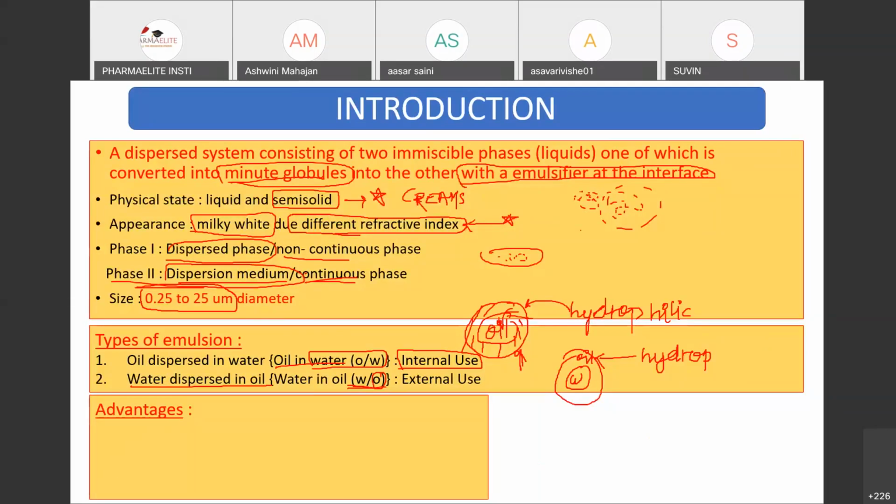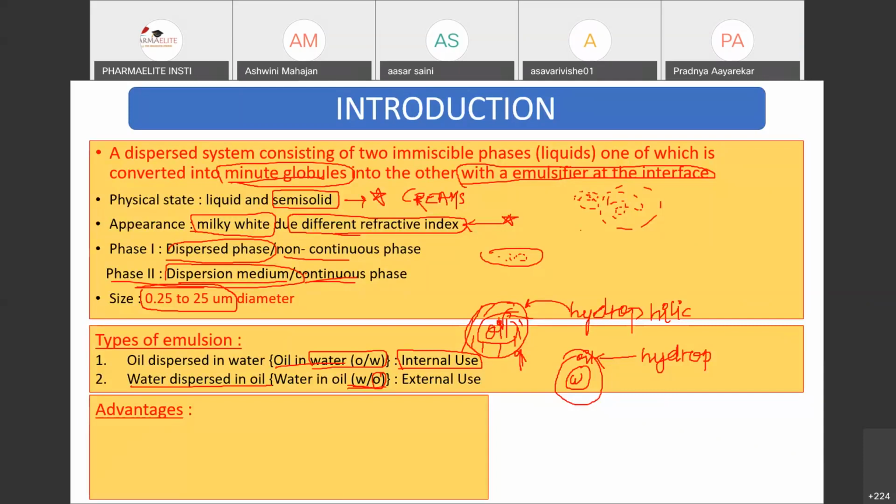But just for our understanding and to get an idea, what advantage do you expect a usual emulsion to have over your conventional systems? How will it be helpful over your conventional systems? Any idea? Give it a try. It's not that difficult. Perfect. One thing is that it can mask the bitter taste. So wherever your drugs have a bitter taste, you can probably add a flavor, or stabilize it using some other parameters, and you can mask the bitter taste of your drugs.